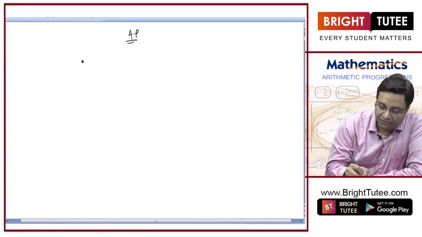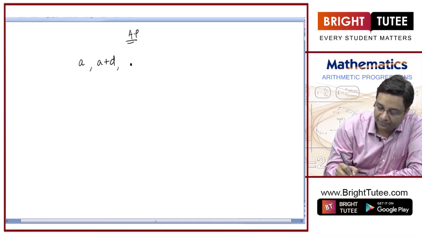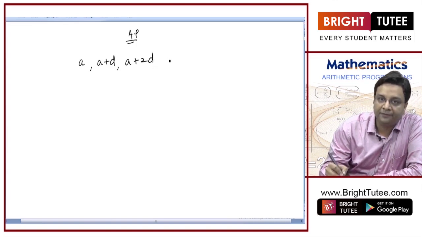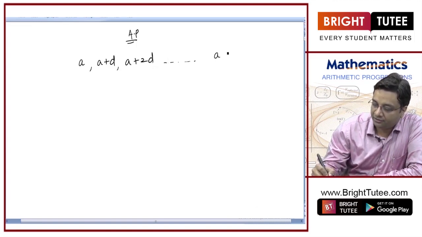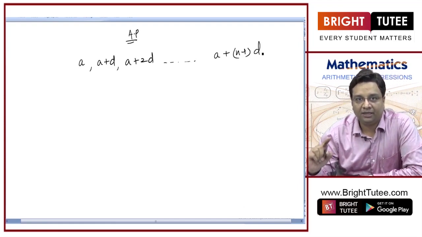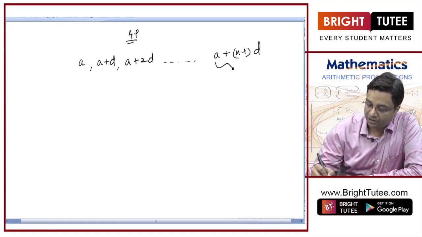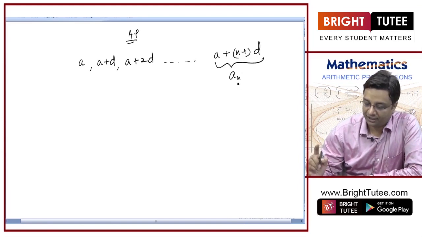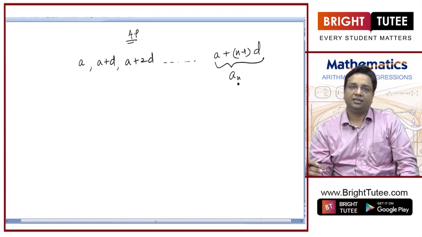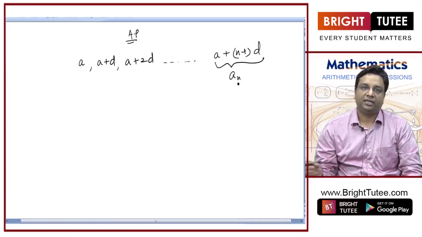We discussed that the first term was a, the second was a plus d, the third term was a plus 2d, and similarly we reached the conclusion that the nth term was a plus (n minus 1) into d. So this was the nth term which we denoted by an, right? And we did a lot of questions based on the nth term.